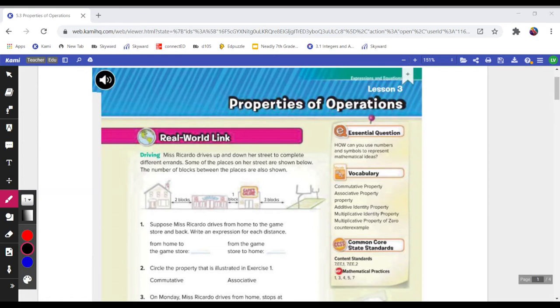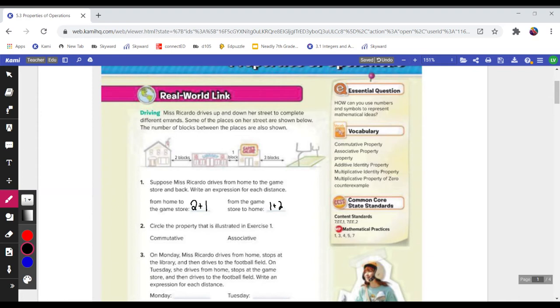Well, from home to the game store, we know that it's going to be 2 blocks plus 1 block because it is 2 blocks to the library and an additional block to the game store. Then from the game store to home, it's going to be 1 block plus an additional 2 blocks. So circle the property that is illustrated in exercise 1, commutative or associative. So it's going to be commutative because that means that you can add in whichever order you would prefer.